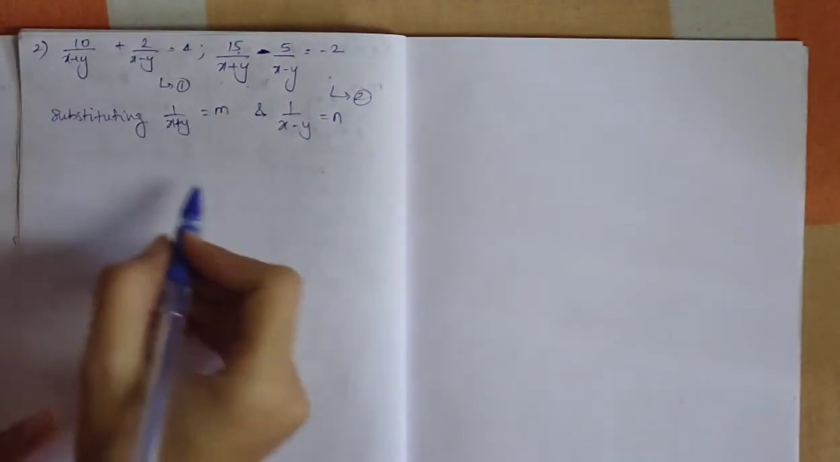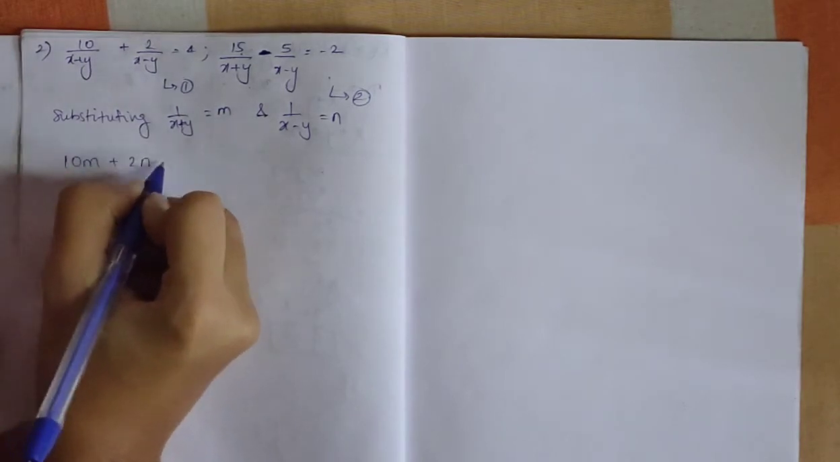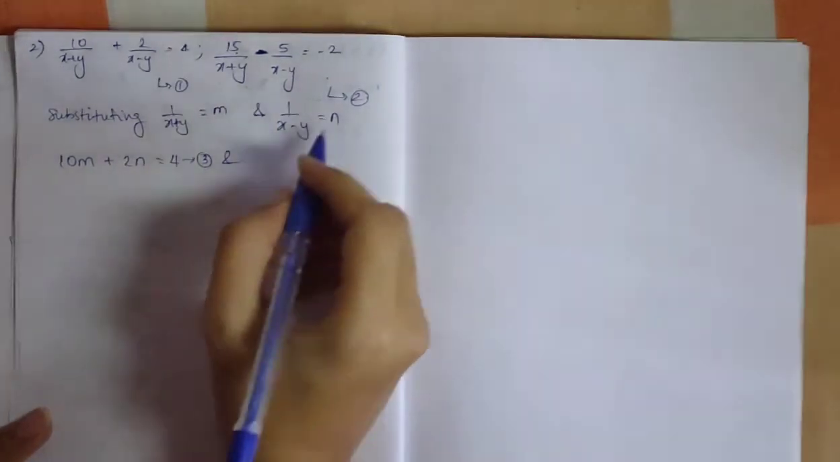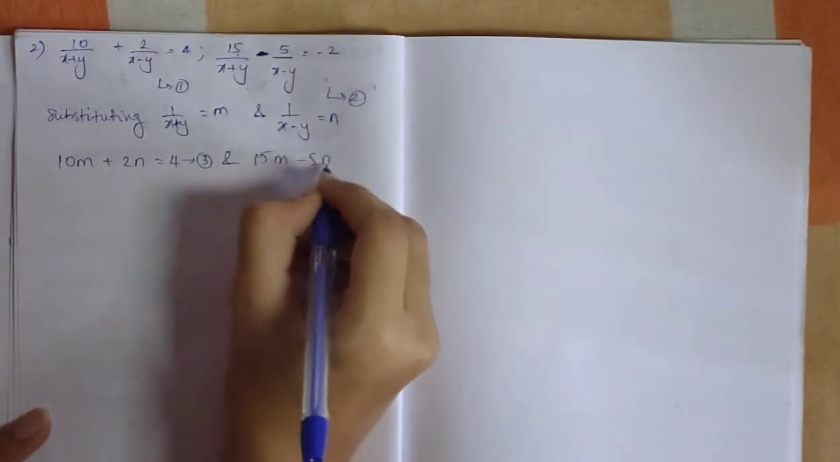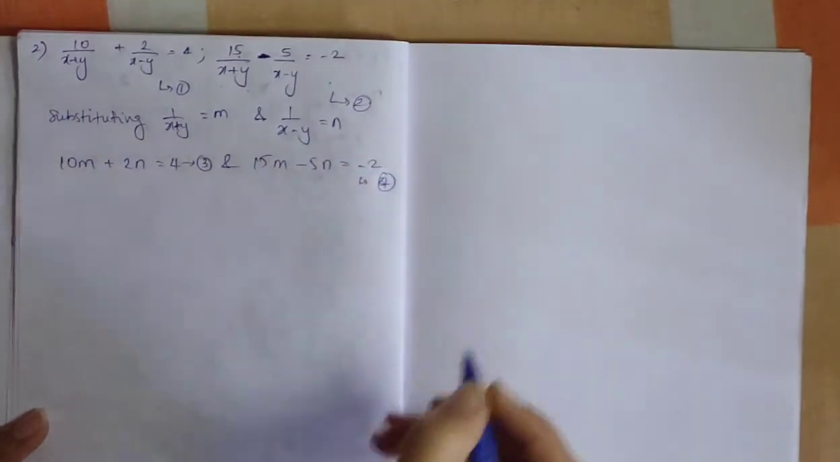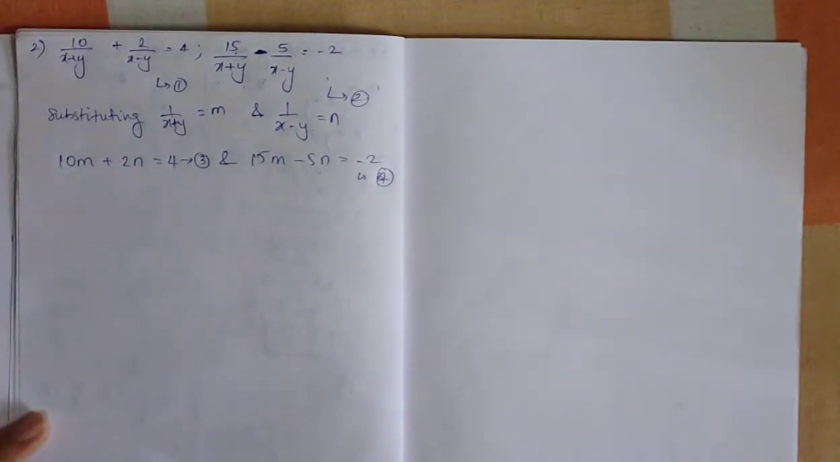Putting the substitution in my equation number 1 and 2, what will I get? 10m plus 2n is equal to 4 and this is my third equation. And 15m minus 5n is equal to minus 2. This is your equation number 4. So equation 3 and equation 4 are ready. Now we'll solve these two equations.